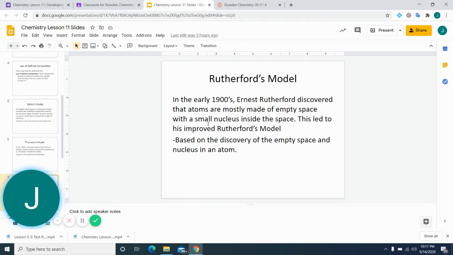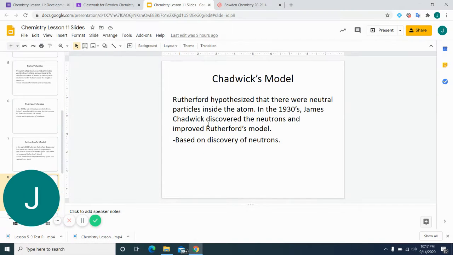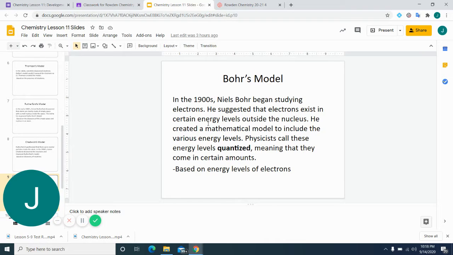So now not only do we know that atoms have different masses, we know that they have electrons, we also realize their structure is mainly empty space with a nucleus in the center. Then we have Chadwick's model, and Chadwick's model is based on the discovery of neutrons. So we find out that on top of everything else we've discovered, there are also neutrons inside of an atom.